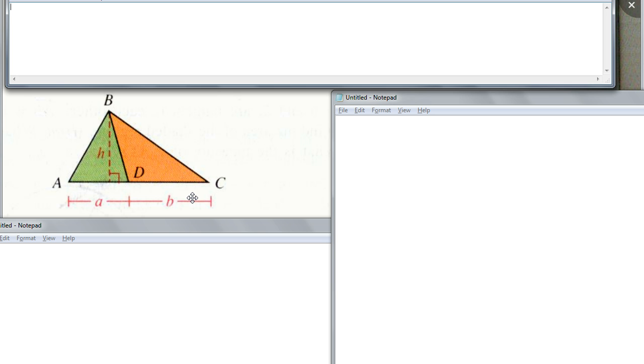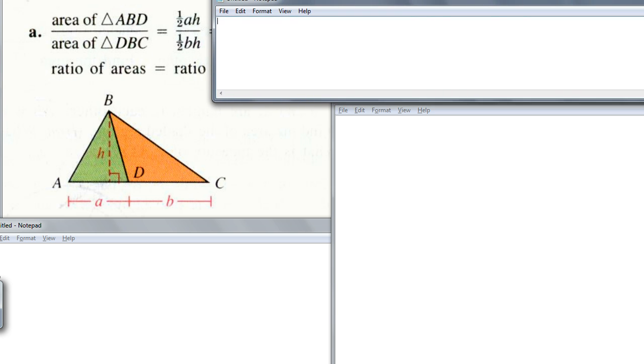Yeah, half of AH. Very simple. Well, somebody give me the area of the orange triangle. Krista? Half times pH. So, to figure out their ratio, it's easy. Just write it down like this.